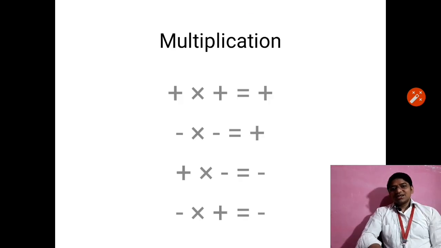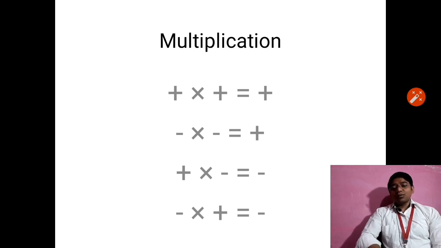Then we learned in multiplication, if we are multiplying two integers of the same sign, then the result is positive, and if we are multiplying two integers of different sign, then the result is negative. And the same rule was applied to division.